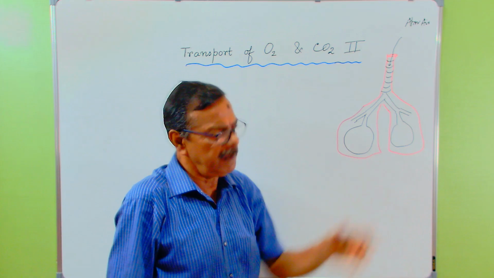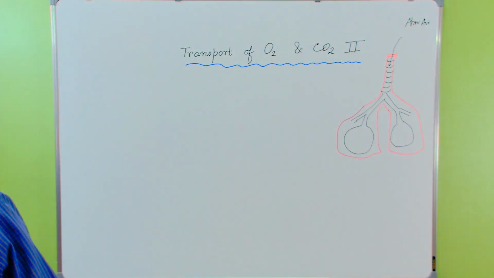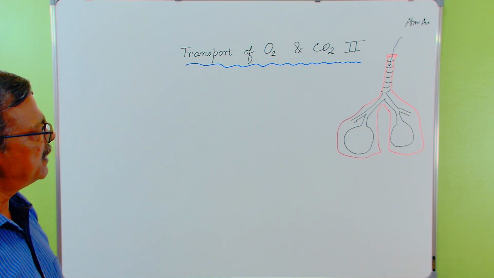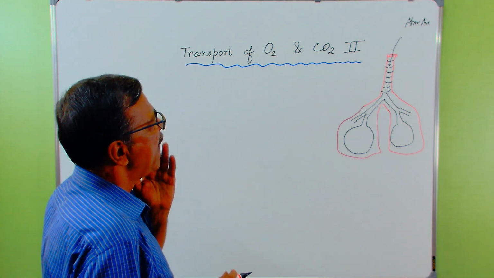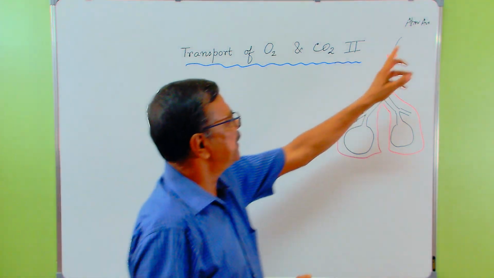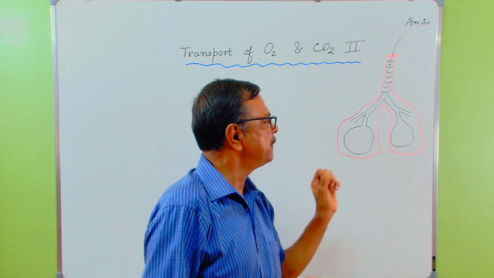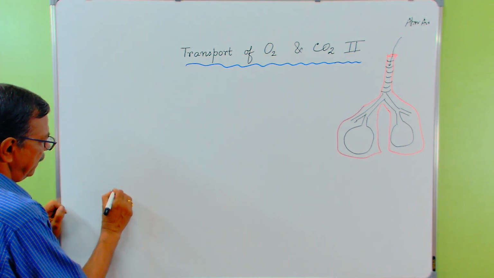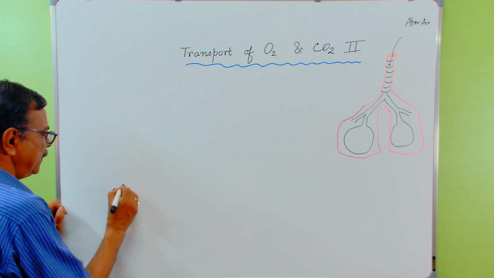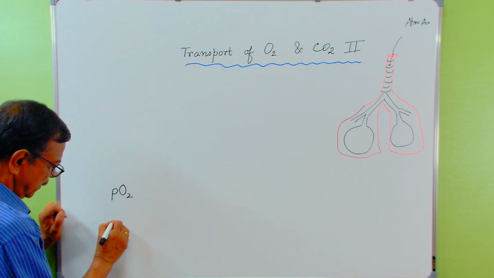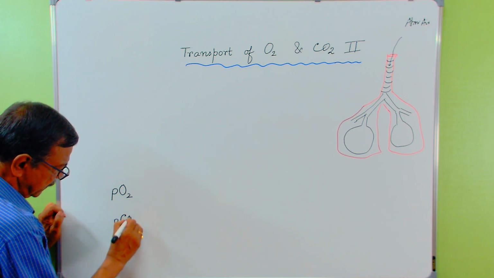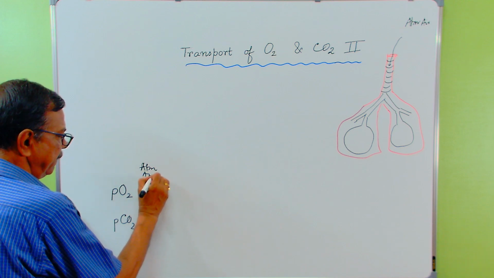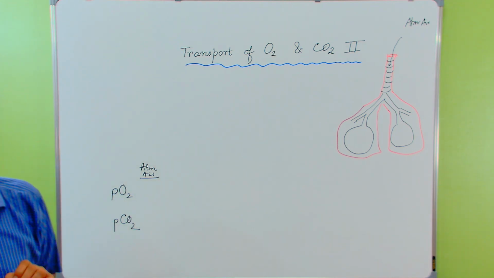Now this atmospheric air contains oxygen and CO2 also. So what is the CO2 of this atmospheric air here and atmospheric air here? That I am giving you a chart. Partial pressure of oxygen, partial pressure of CO2 in the atmospheric air.